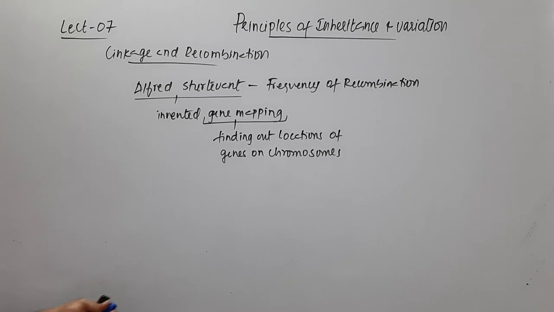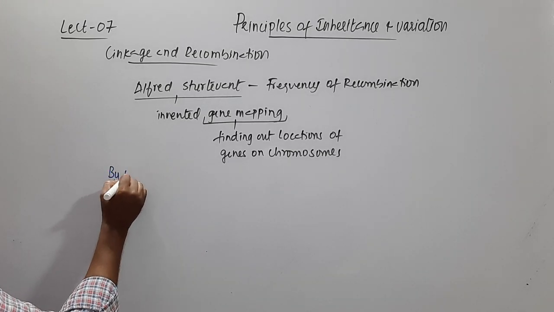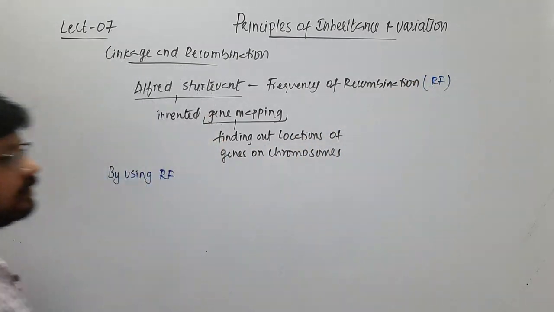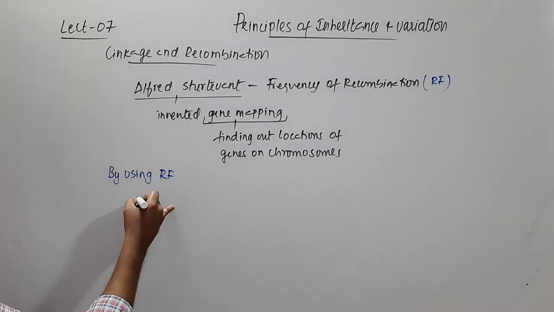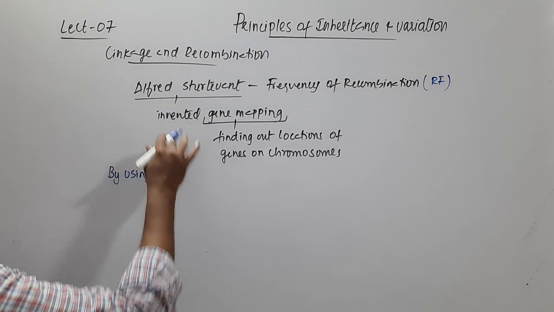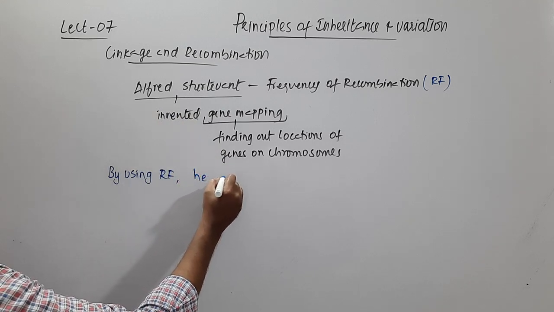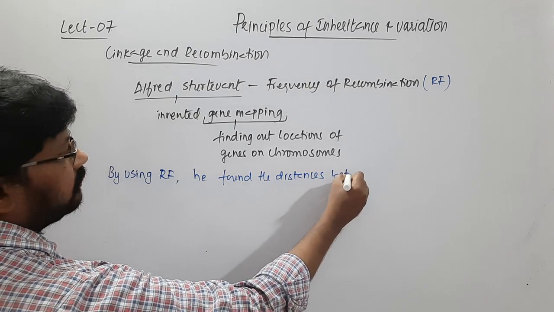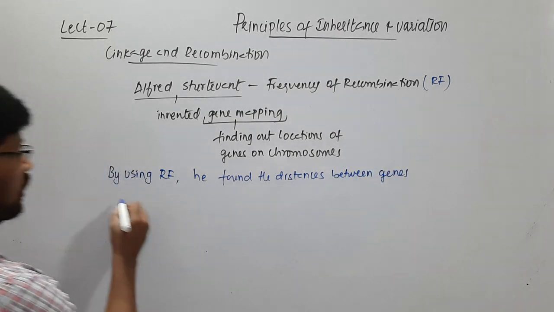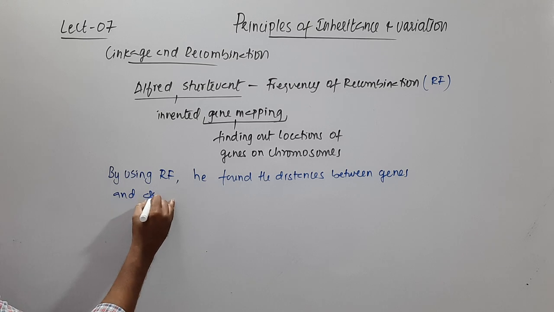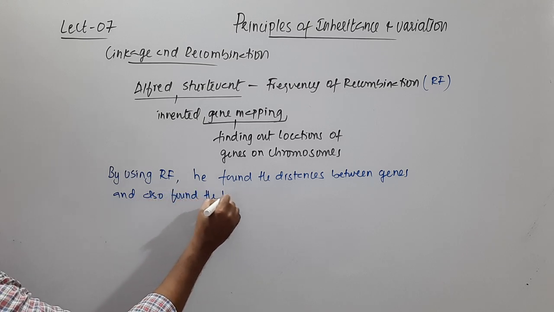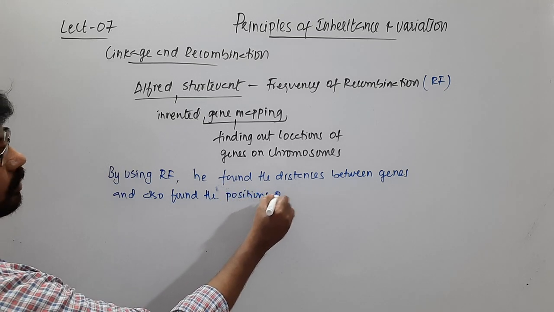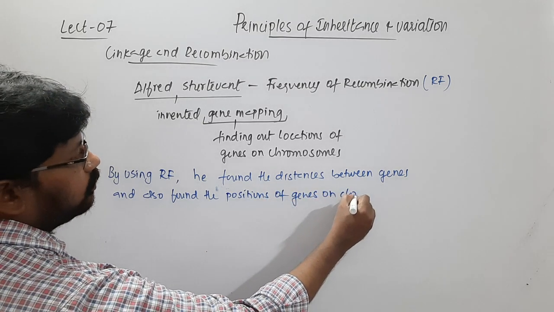Right, so I'll just write it. By using RF, in short, the frequency of recombination, Alfred Sturtevant found the distances between genes, and also found the locations, or I'll say the positions, of genes on chromosomes.